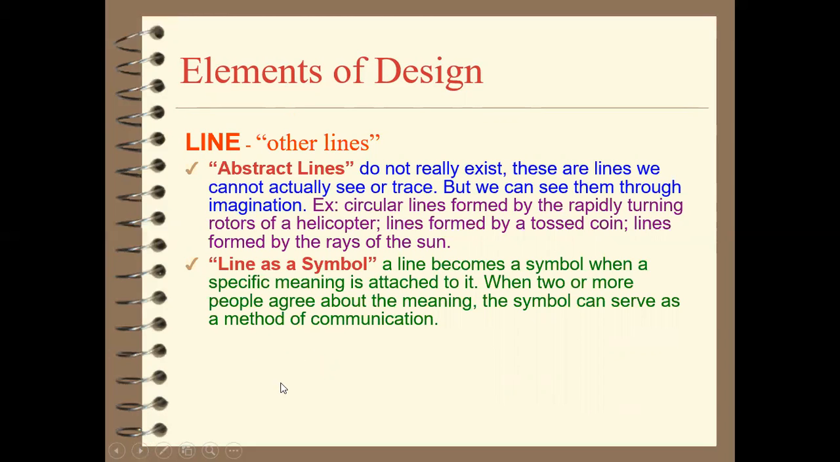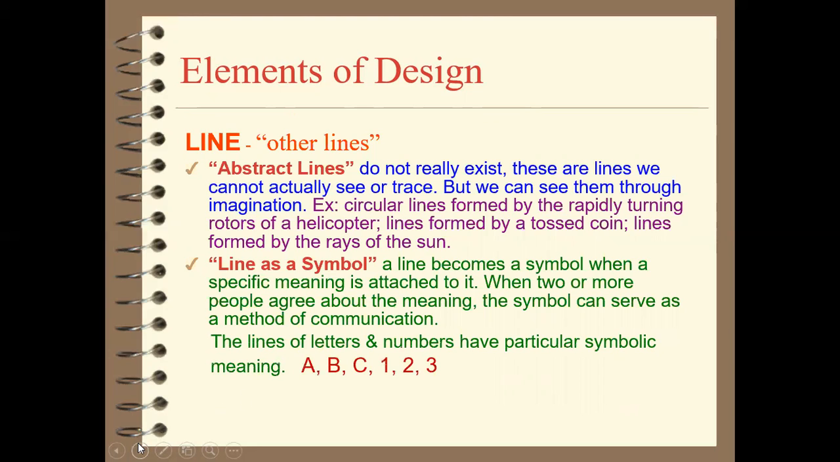So we also have lines as symbol. A line becomes a symbol when a specific meaning is attached to it. When two or more people agree about the meaning, the symbol can serve as a method of communication. So the lines of letters and numbers have particular symbolic meaning. These are actually lines, the different types of lines, straight lines, curved lines, and bent lines, but they have meanings attached to them.